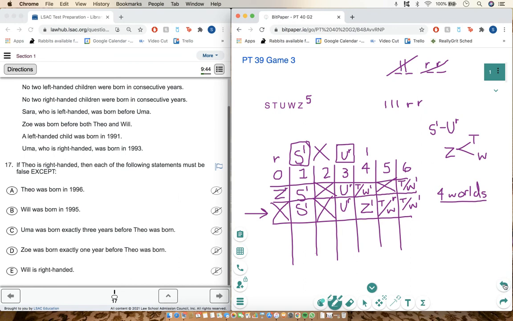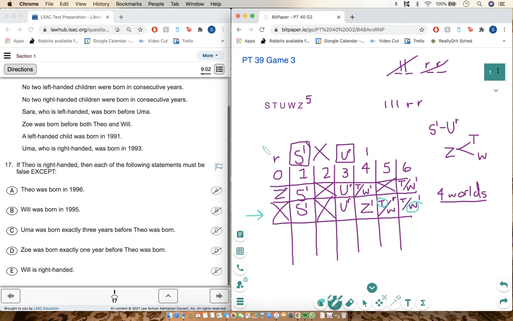Okay, next question. If Theo is right-handed, then we are looking at this situation, right? In this situation, the only options Theo has are to be left-handed or left-handed, right? Both of these spaces have people that are left-handed. And so the only situation in which Theo could be right-handed is in this example. And if Theo is right-handed, Theo can't go in the sixth space, right? Because then Theo would be left-handed. So we're picking Theo for 1995 and W for 1996.